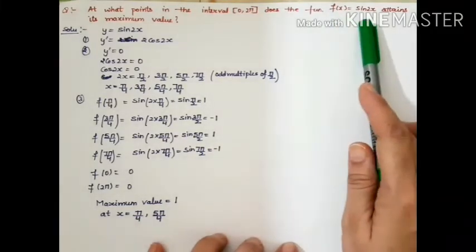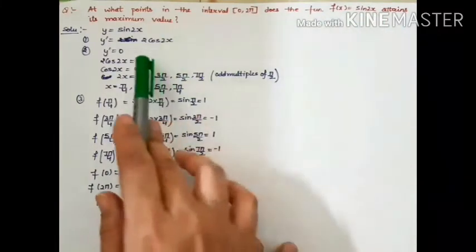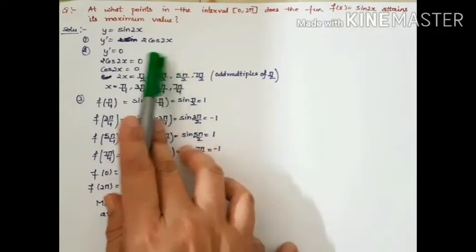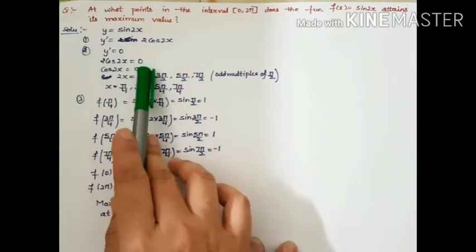So let us start with the procedure of finding the maximum value when a closed interval is given to us. We will first take the function f of x is equal to sine 2x and differentiate it. You are getting 2 cos 2x. Put your derivative equal to 0. So 2 cos 2x is equal to 0.